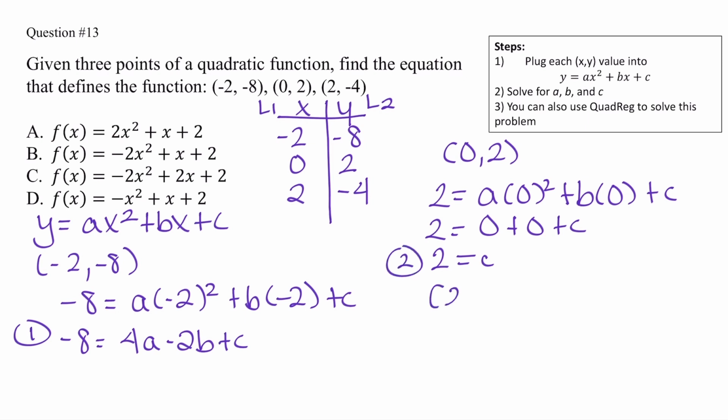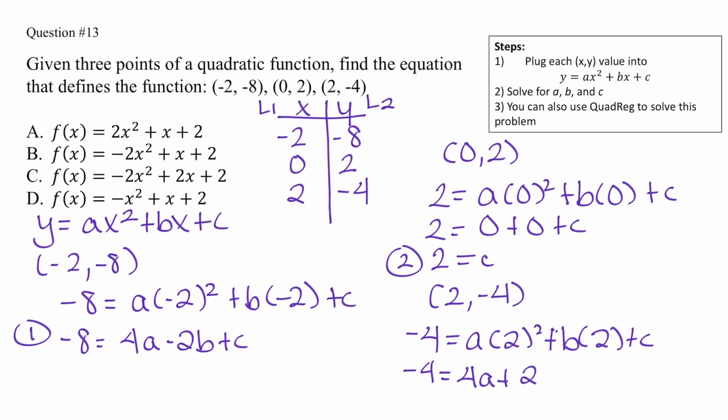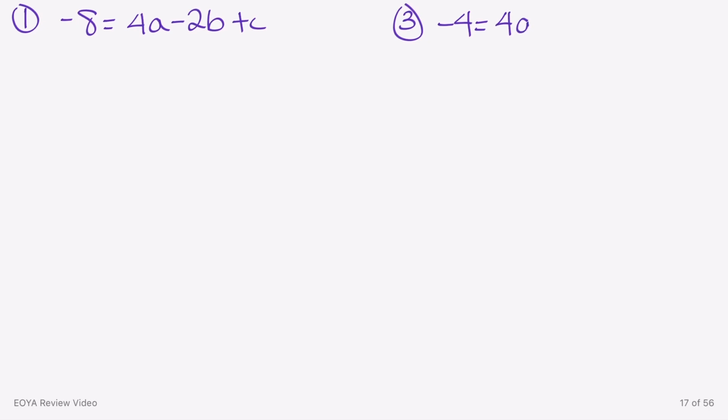Equation number 3 we can get by plugging in 2, negative 4. So we have negative 4 equals a times 2 squared plus b times 2 plus c. So we have negative 4 equals 4a plus 2b plus c, which is equation number 3. So our two equations are going to be number 1, which is negative 8 equals 4a minus 2b plus c, and then equation number 3, which is negative 4 equals 4a plus 2b plus c.